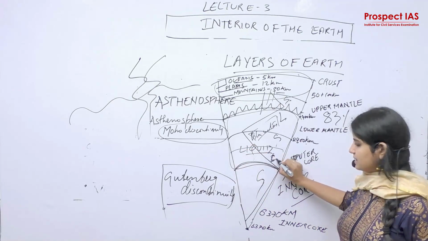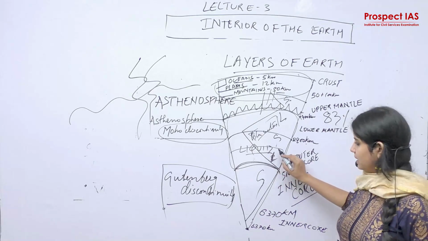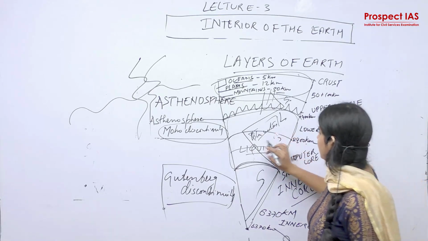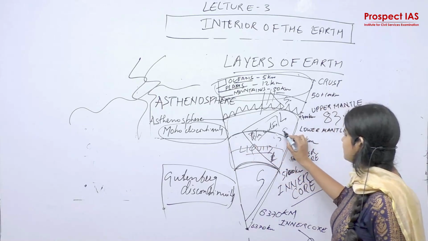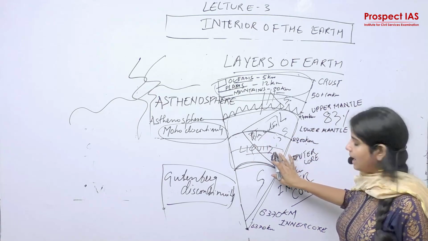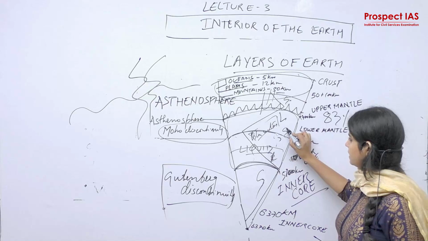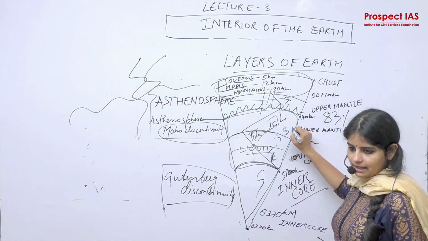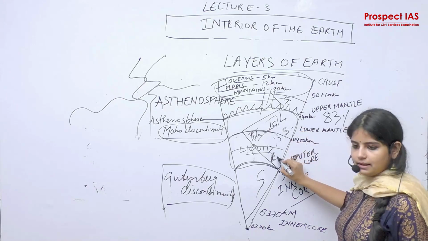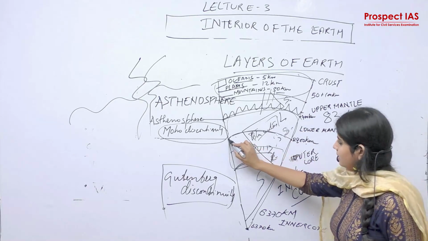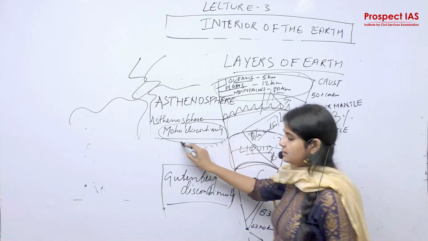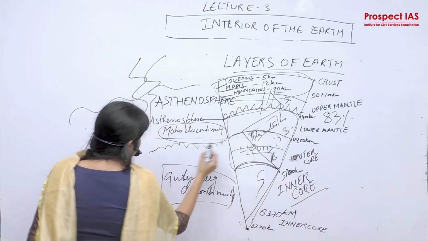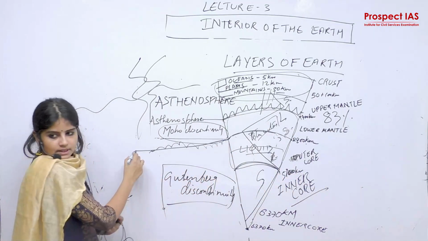Here the lower mantle is in solid state and the upper outer core is in the liquid state. So here the temperature is slightly high and then suddenly low. So this discontinuity state you can see there. This is the division of Gutenberg discontinuity.